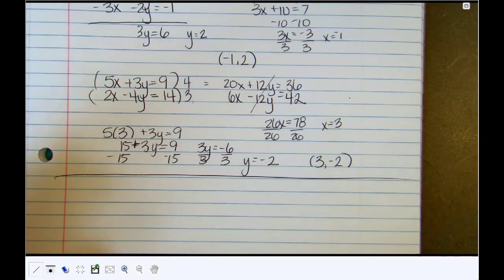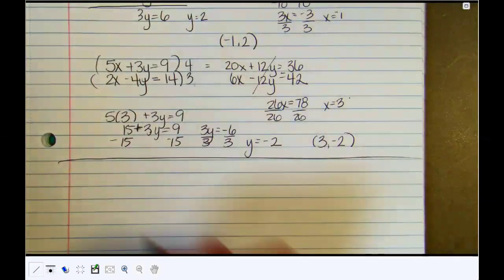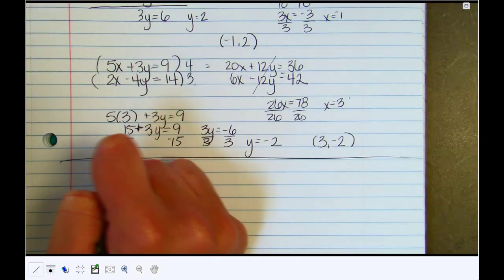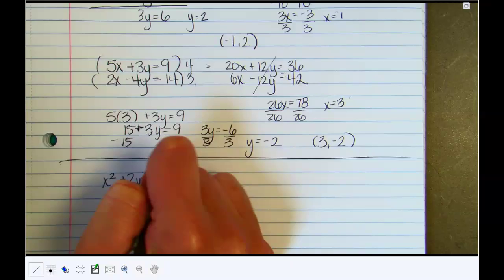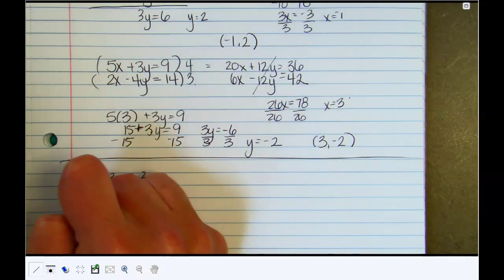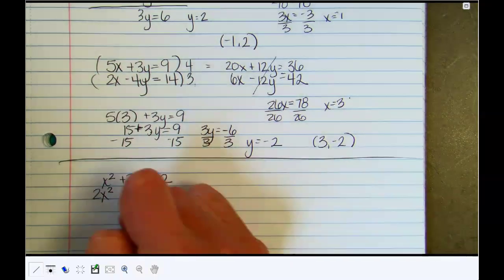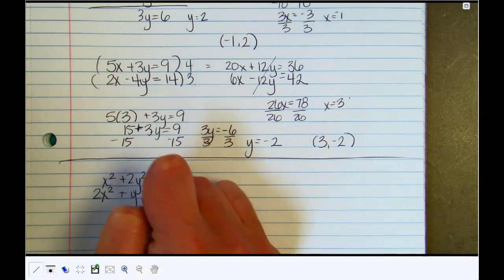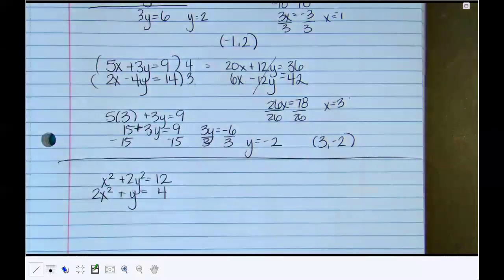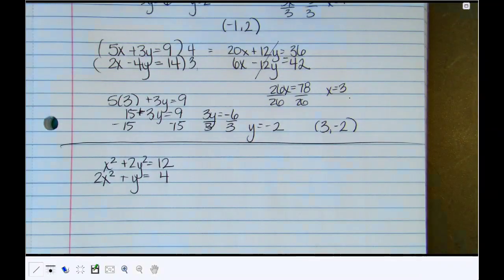So let's say we have x squared plus 2y squared is equal to 12, and 2x squared plus y is equal to 4. And I'm asking you to solve this one. We are practicing elimination. When we get on the test or quiz, I'm not going to tell you what you have to do. So maybe this would be one where you'd be like, maybe I'll substitute this. You'd have to smart substitute, but you could do it.